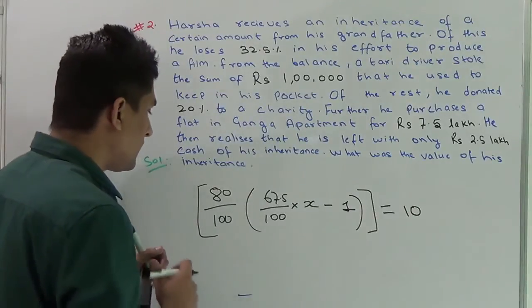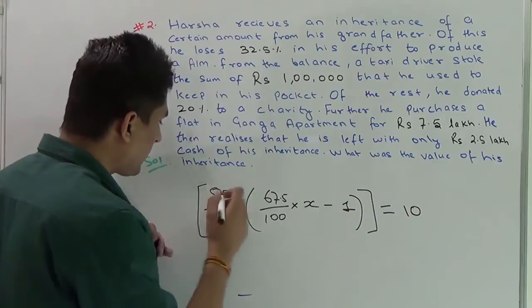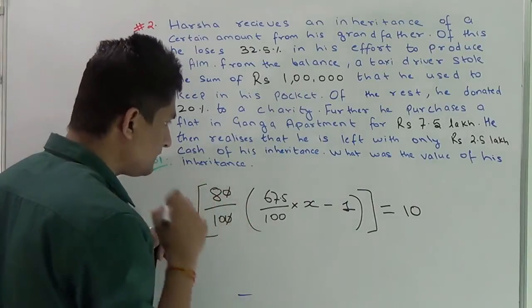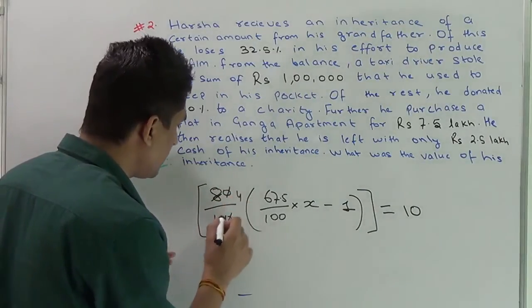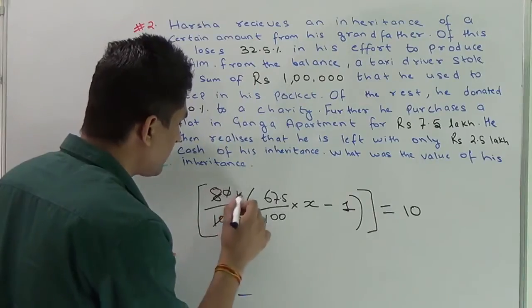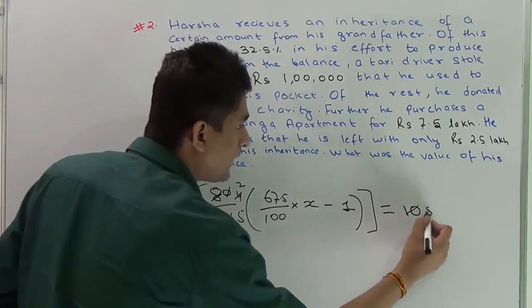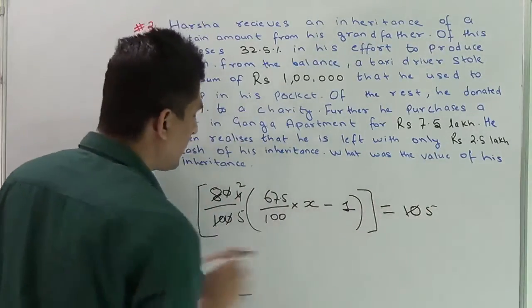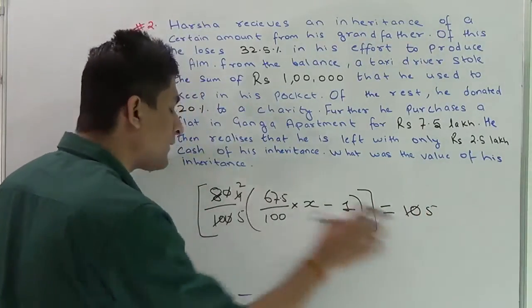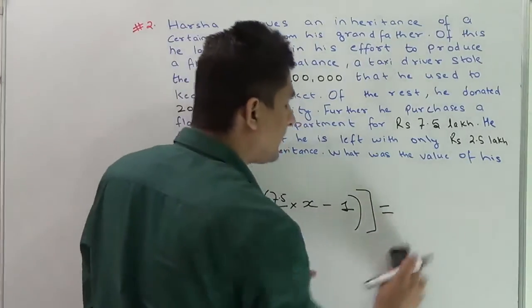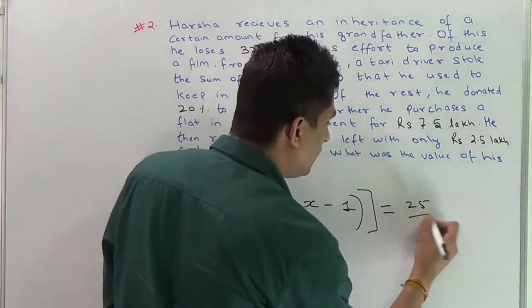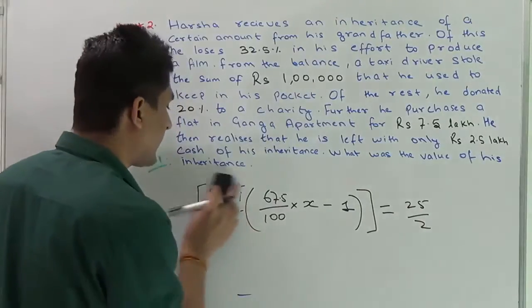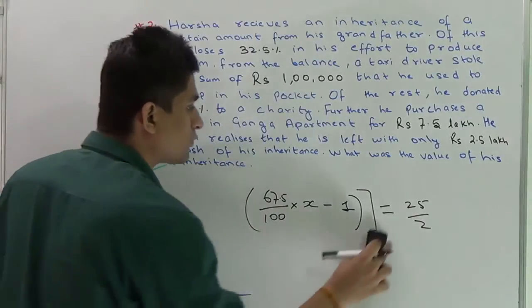Now if I calculate this, 0 is gone. Finally, this is 4, this is 5, this will be 2, and this will be 5. Now I'm shifting this 5 here and dividing it by 2. That means 5 into 5 is 25, and 25 by 2. I'll write it as 25 by 2, and I'll remove this square bracket.